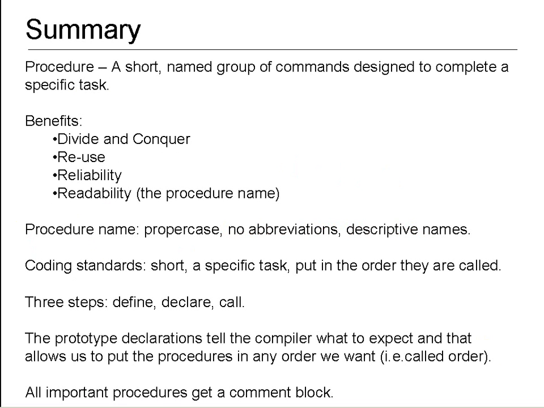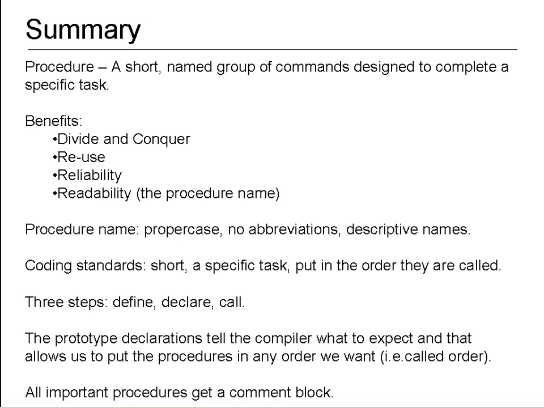Whew, we finally made it to the summary. That was long. So, a procedure is a short named group of commands designed to complete a specific task. The benefits are that you can divide and conquer complex problems into smaller, easier to manage problems. You can reuse code. You get reliability because the code is only in one spot, so if you have to fix anything or make any changes, you just have to do that once. And over time, you'll eventually get all the bugs. And then readability, that's the procedure name. You get to take a bunch of commands and give them a nice, easy to read name.